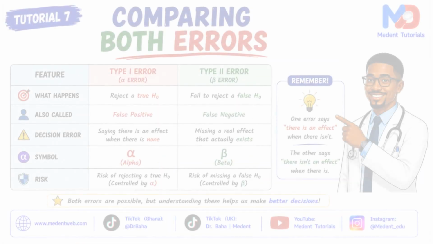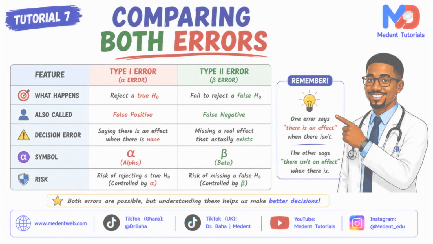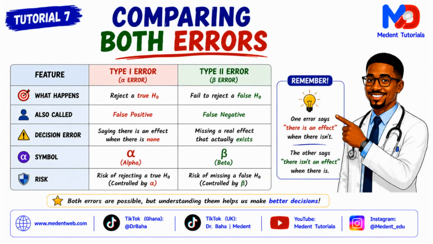Remember this comparison. Type 1 error is rejecting a true null hypothesis, whilst type 2 error is failing to reject a false null hypothesis.